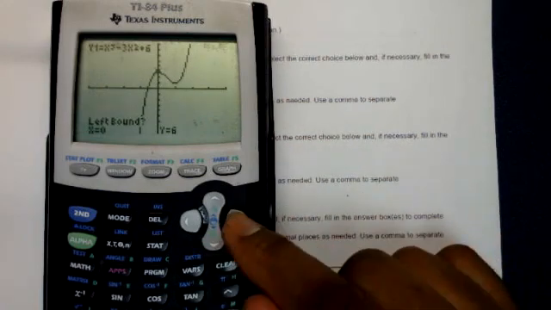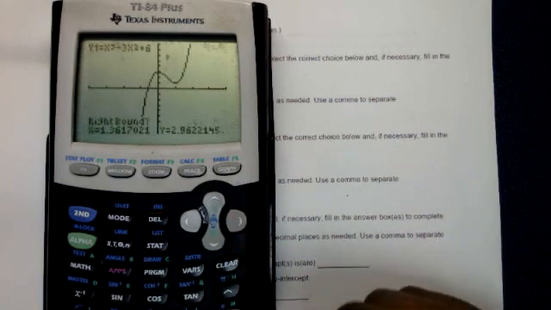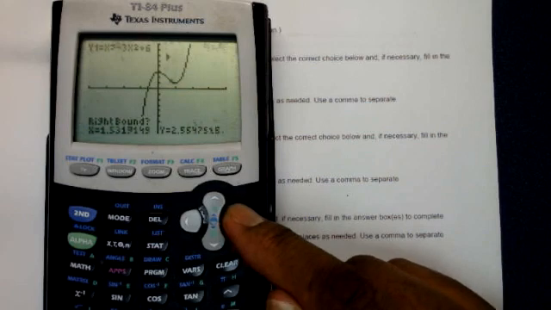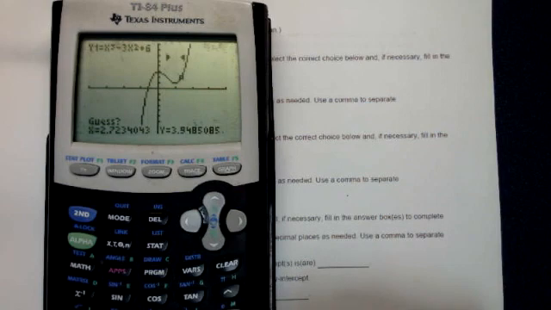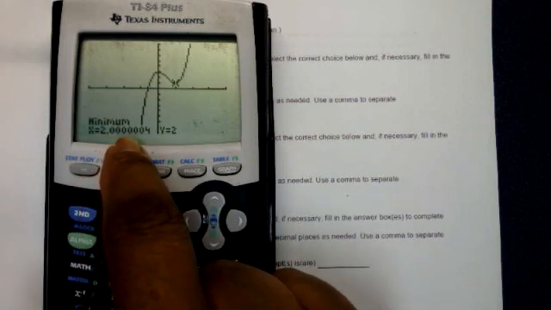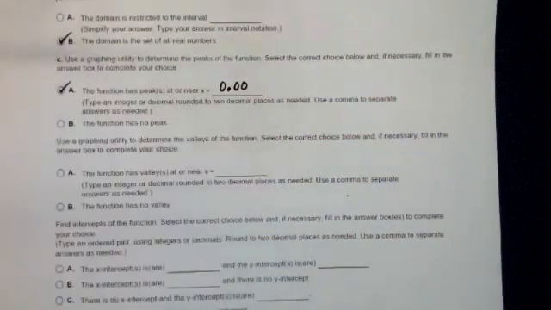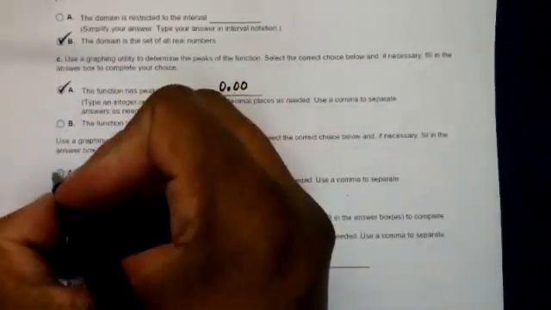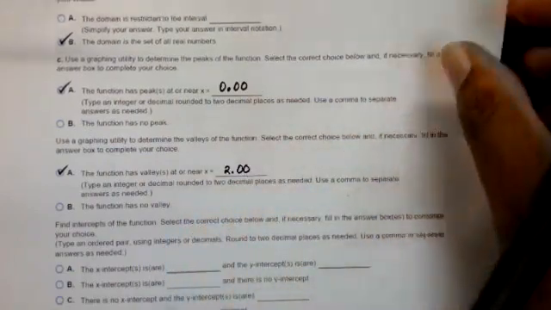Now for left bound, I'm going to put the cursor as close as I can to the lowest point, and then press enter. And then for right bound, I'm going to put the cursor to the right of the lowest point, and then press enter. And then after guess, we press enter. Well, here's your minimum right here, 2.0000004. Round that off to 2 decimal places, that would be 2.00. So the function has a value at or near x equal 2.00.